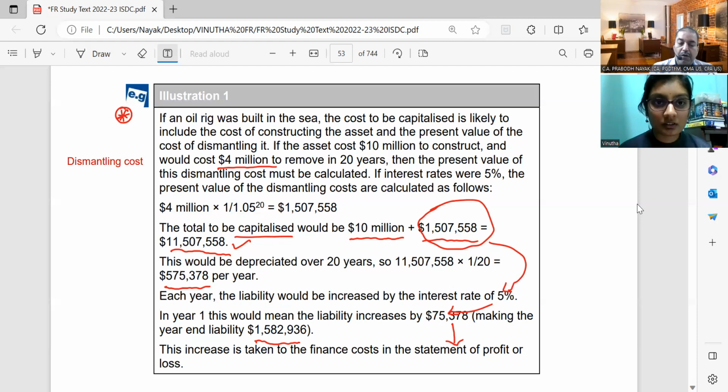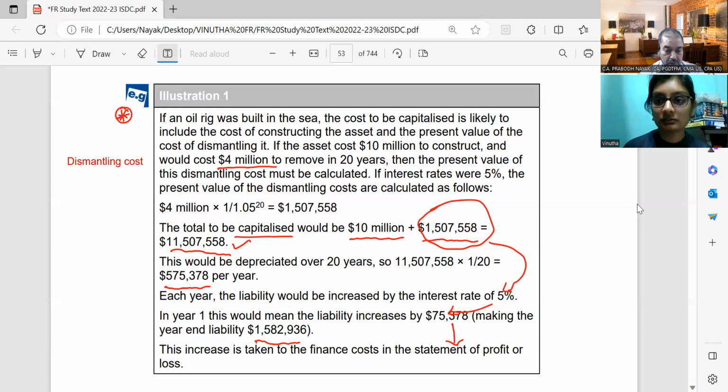0.37688. Yeah, 0.37688. Now, if I take that figure and multiply it by $4 million, it will come to exactly 1,507,558.9. Yes, sir. Same. I got that. That is your present value. So the present value of 4 million is $1.5 million. The total to be capitalized therefore will be cost of the asset plus the present value. 10 million plus this 1.5 million. So the total cost of the asset is $11,507,558. Got it?